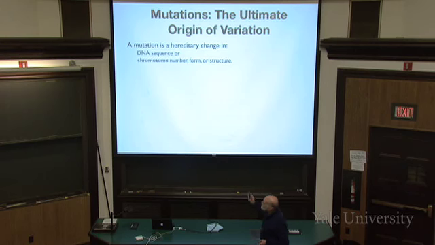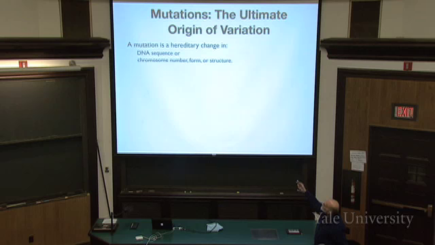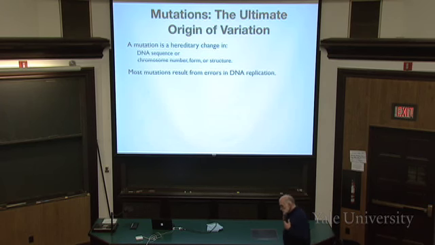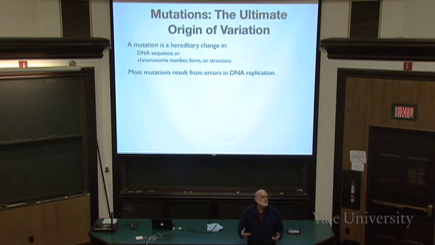So, mutations are where these genetic differences come from. And they can be changes in the DNA sequence or changes in the chromosomes. And in the chromosomes, they can be changes in how many chromosomes there are, in the form of chromosomes, or in aspects of chromosome structure. So there can be gene duplications and so forth. Most of the mutations that occur naturally are mutations that are occurring during DNA replication.